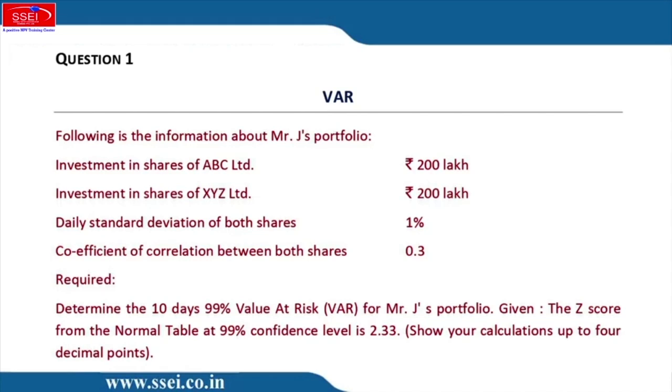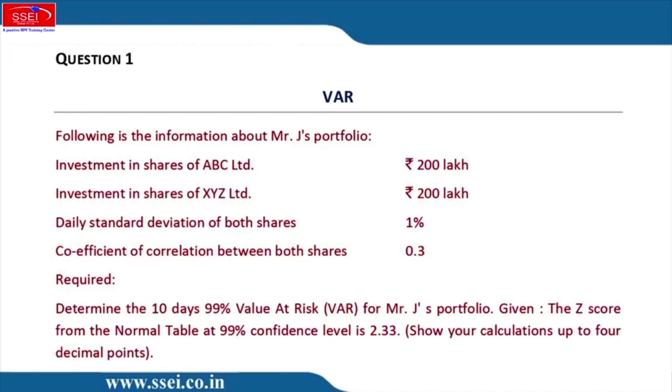So you have computed the SD of the portfolio in rupee terms. Now we are supposed to calculate the 10-day 99% VAR. So we don't want a 1-day SD, we want a 10-day SD. You know the square root rule. If 1-day SD is known, the 10-day SD is 1-day SD into square root of 10. So you get the 10-day SD.